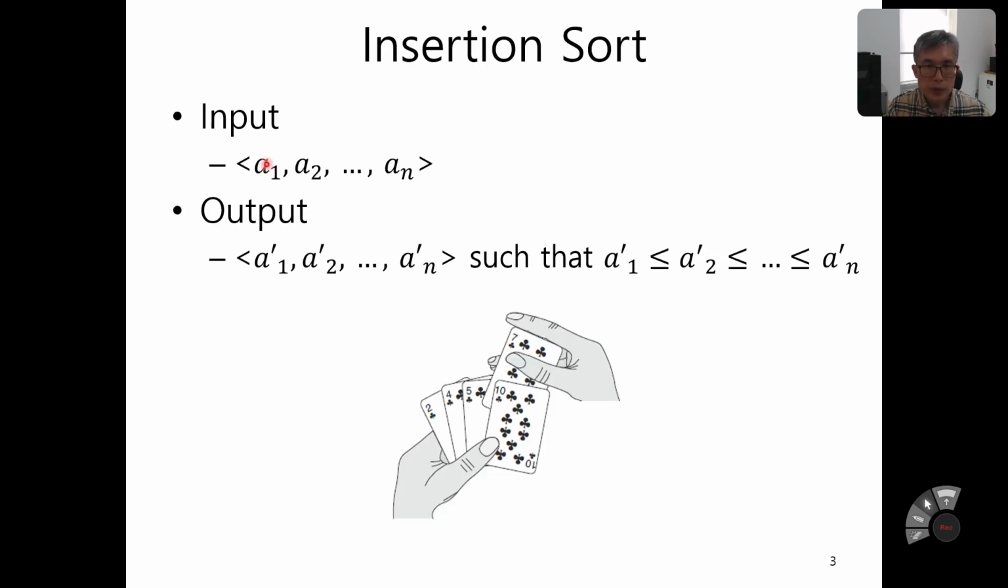So insertion sort, input is A1, A2, up to AN. We can assume these are positive integers, or you can think of poker cards, with a shape and a number. According to shape: clover, spade, heart, something like that. And the number: a higher number is a higher value. Then the output is A1 prime, A2 prime, up to An prime, such that this is in non-decreasing order, which means the first one is the smallest and the second one is equal or greater. So this is called non-decreasing order.